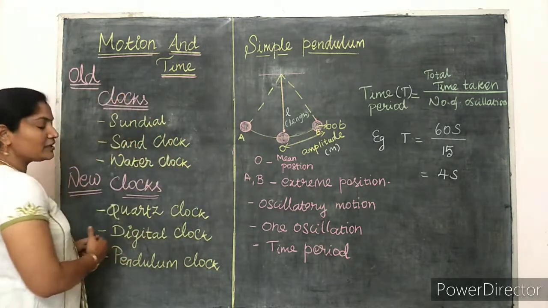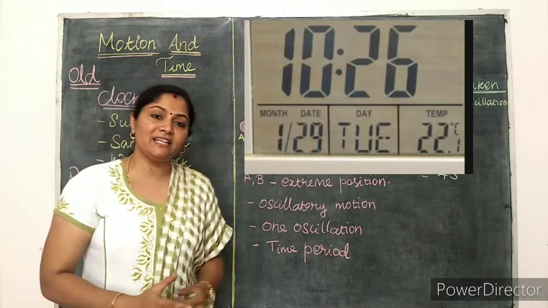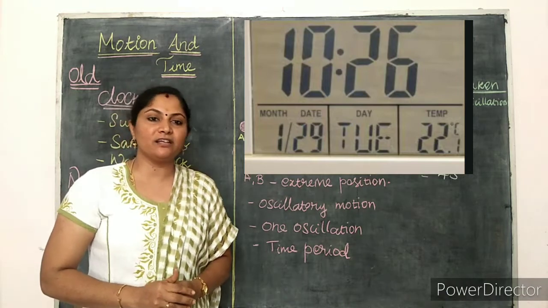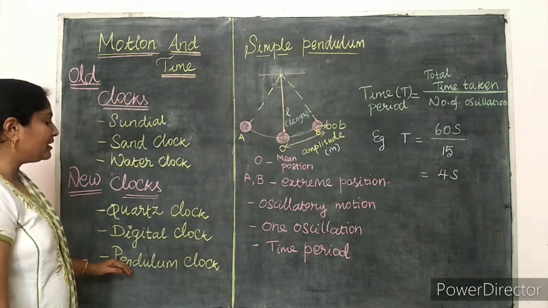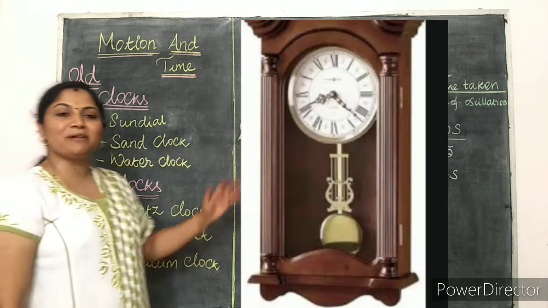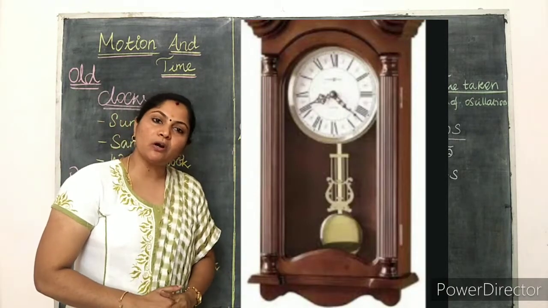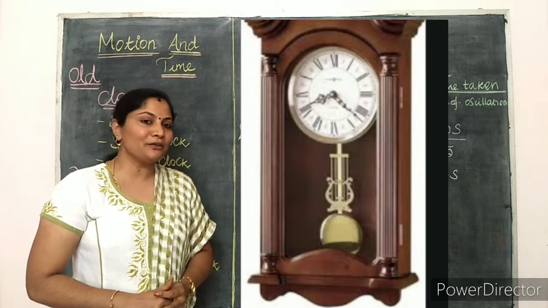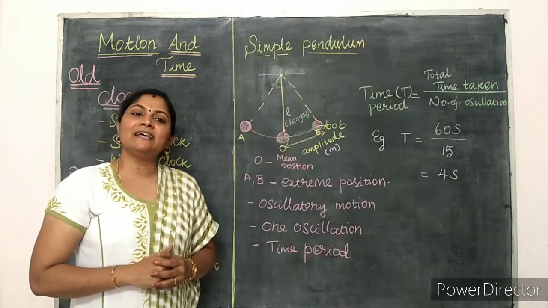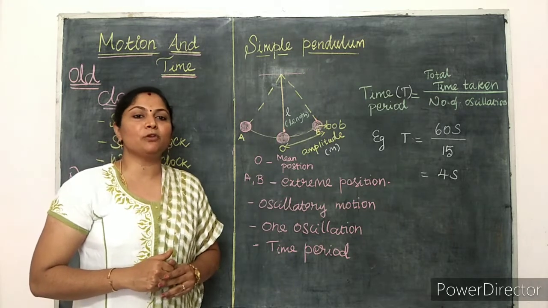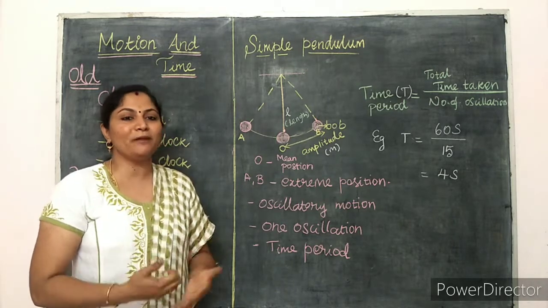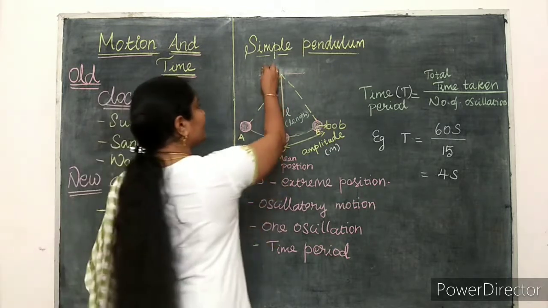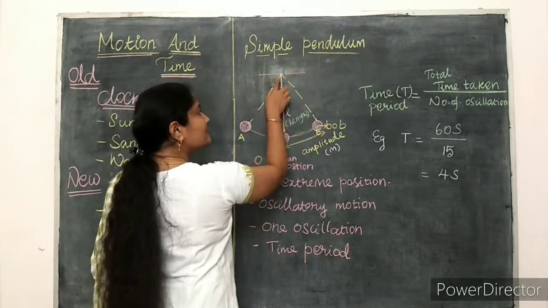In the case of digital clock, we can measure the time easily because time is shown as numerical digits in the digital clock. And in the case of pendulum clock, the basic principle is nothing but the simple pendulum. Pendulum clock is also an example of periodic motion that measures the time accurately. Now we'll discuss the basic principle of pendulum clock, that is simple pendulum.